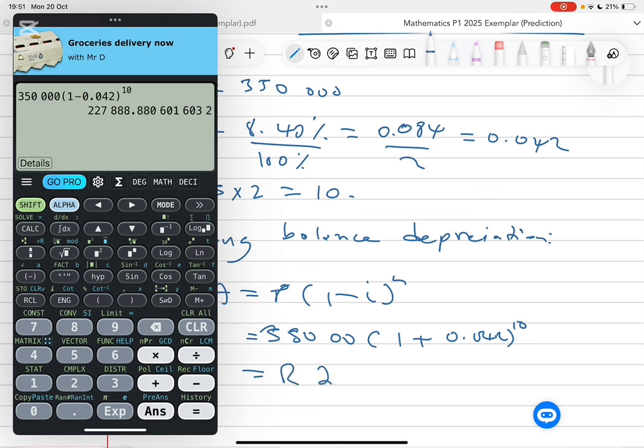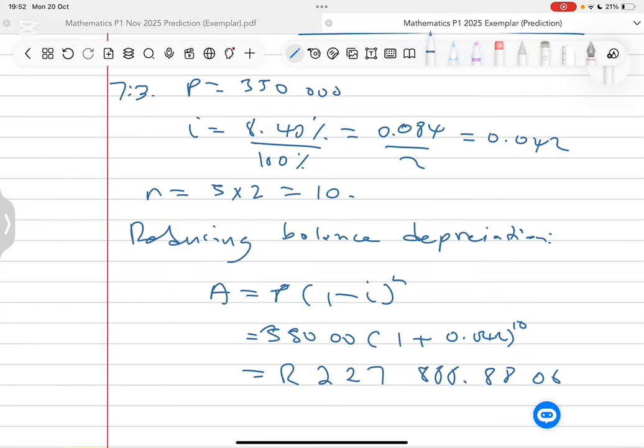Our machine would have depreciated to a value of 227,888.8. Maybe let me not round this off because it's not the final answer. Now that's the first step: you find the depreciation of this machine. You want to see by how much it will have lost its price in a given period of time.